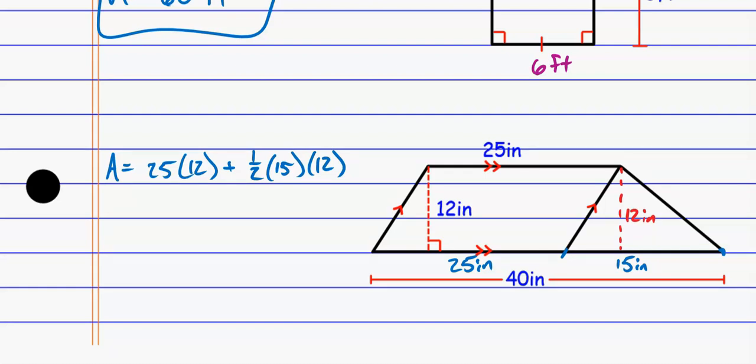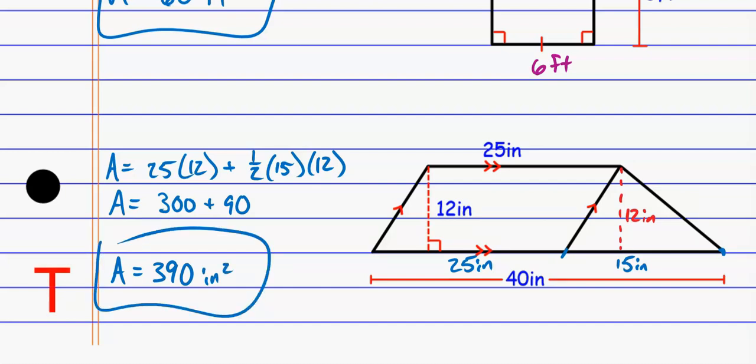And then it just becomes a job for my calculator a little bit here. I do the 25 times the 12. I mean, I guess you don't need a calculator on that one. And then the 15 times 1/2 times the 12. And then add them together. And again, I left the units off until the end, but the units on this one are going to be square inches. And that's it.